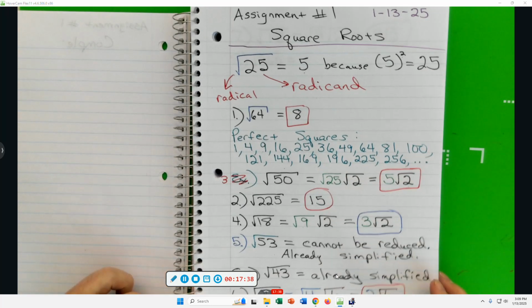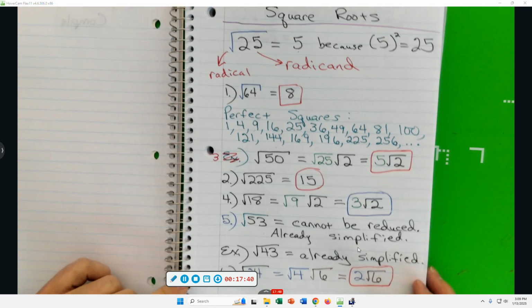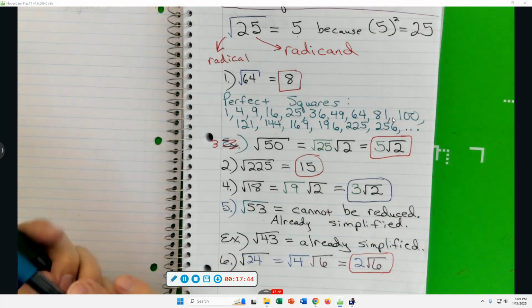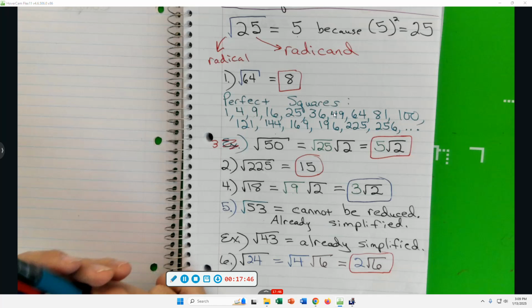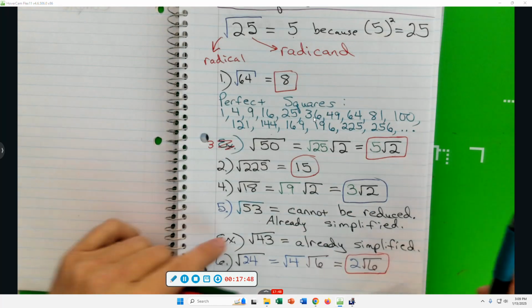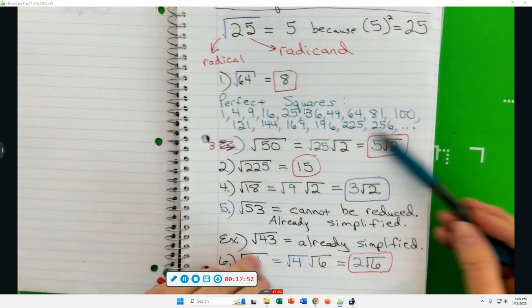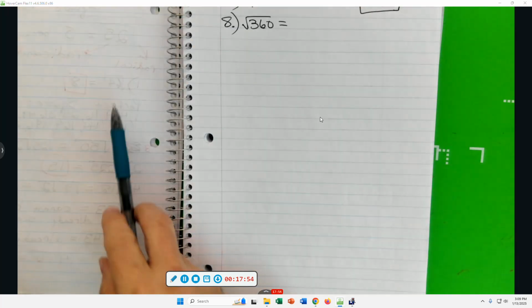I'll tell you right now, 360 is not a perfect square. What's the biggest perfect square that divides evenly into 360? 36. 36 divides evenly into it. Nothing else bigger than 36 goes in.